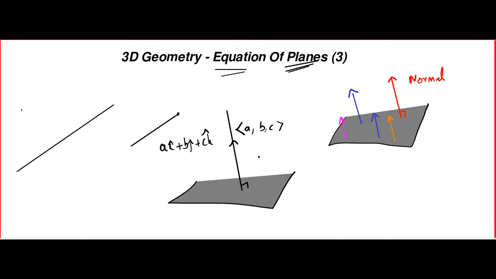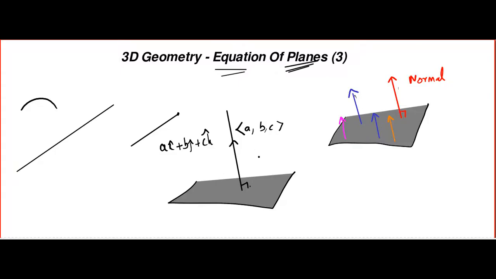Now imagine if you have a paraboloid, or an ellipsoid, some other three-dimensional shape, or even a cylinder, not all the normals will be pointing in the same direction. But remember, plane is the only structure which has all the normals pointing in the same direction.